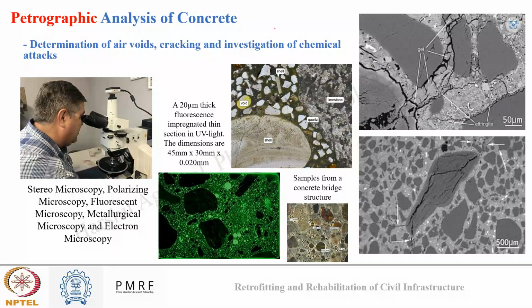The second is determination of air voids, cracking, and investigation of chemical attacks. These are basically carried out through different forms of microscopy based on the need of light source and magnification power. These microscopy types include stereo microscopy, polarizing microscopy, fluorescent microscopy, metallurgical microscopy, and electron microscopy. Okay, in the first three images, like this and this, we can see different forms of microscopy being used.